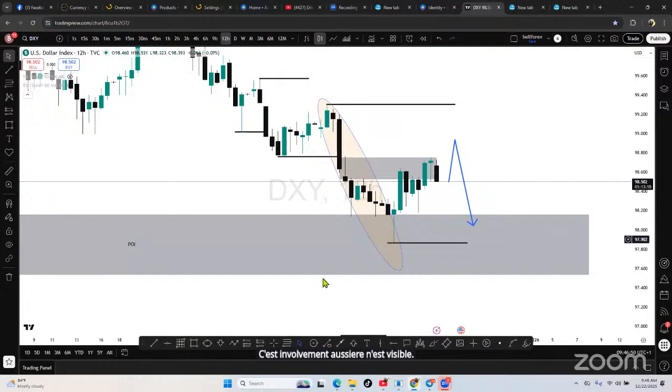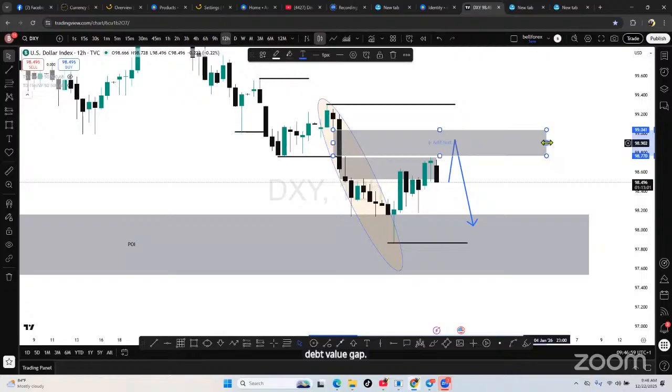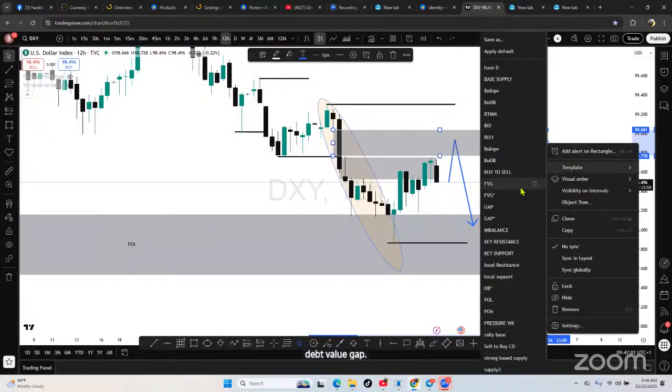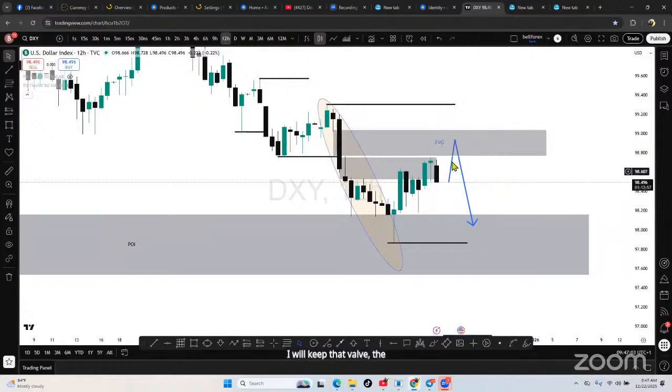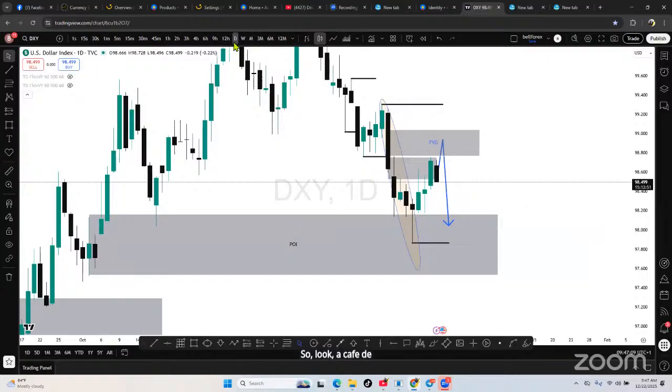Cet emballement baissier n'est plus visible. Ce qui est visible, c'est un quoi? Un fair value gap qui est bel et bien visible ici. Donc, I will keep that value, the fair value gap value. Et comme vous voyez, c'est elle qui est vraiment visible sur le graphique de 12 heures. Sur le graphique de 1 heure, de une journée, c'est toujours elle qui est disponible.